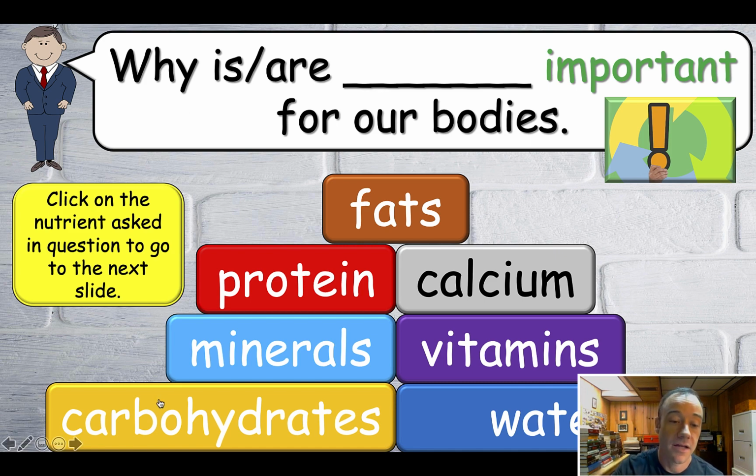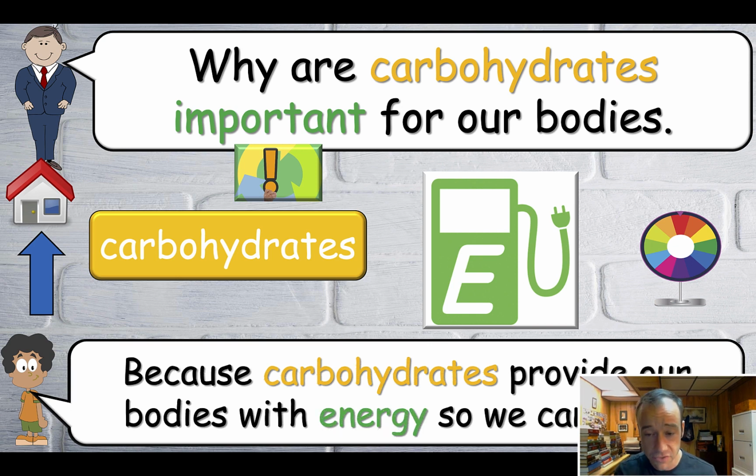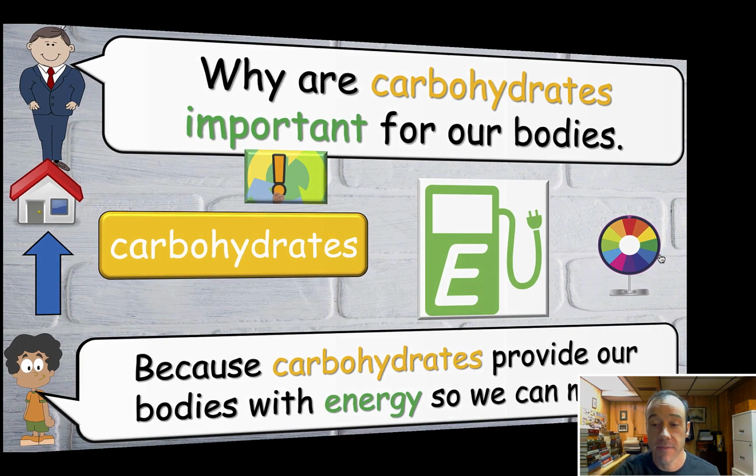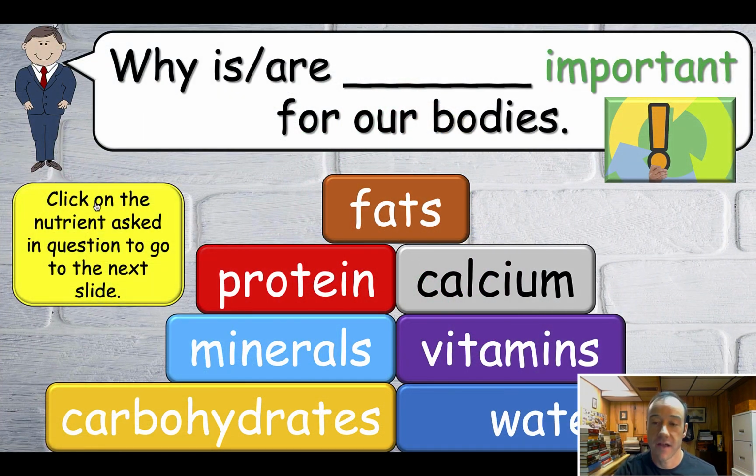Good job. Click on carbohydrates, takes them to the slide about carbohydrates. That student asks again, why are carbohydrates important for our bodies? Because carbohydrates provide our bodies with, and it should be energy so we can move, okay? In this game, it's more about just getting them to have this back and forth dialogue. One asks, one answers. If they need help, other students can raise their hand to help them out, and then they spin the wheel, get points, put the points on the board, and then rinse and repeat.